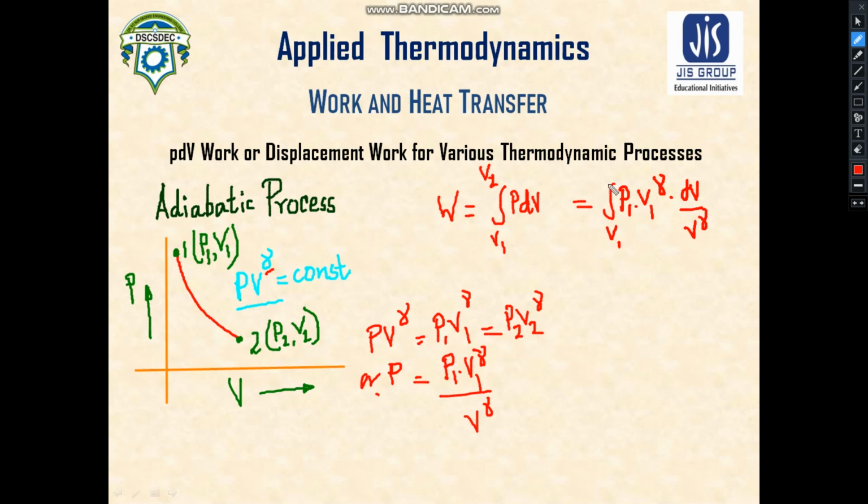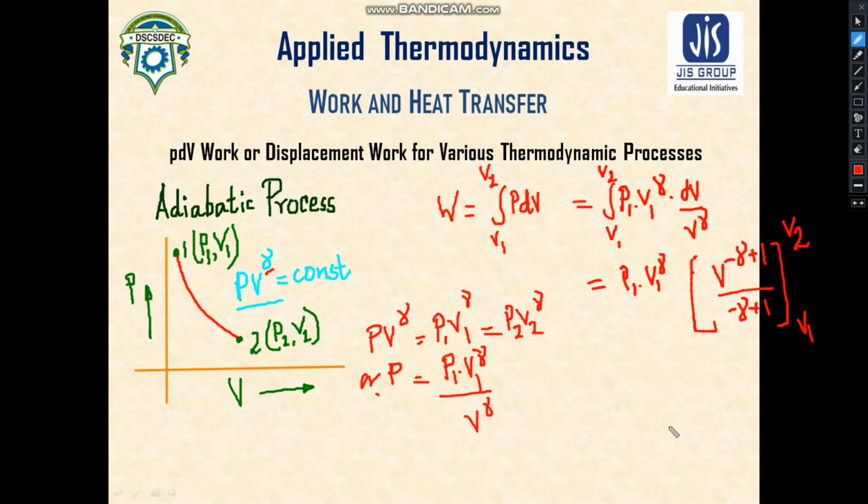The limits will be V1 to V2. This is very simple. And you know this P1 and V1 to the power gamma are nothing but constants, so they don't have any part to play in this integration. So the final integration will be something like this. It will also have gamma minus 1. I know that you haven't forgotten the tricks of integrations.